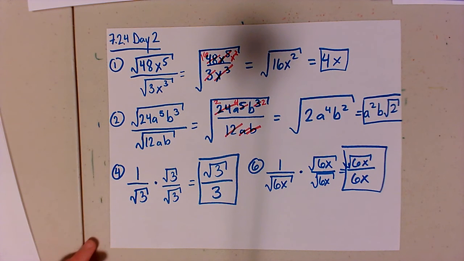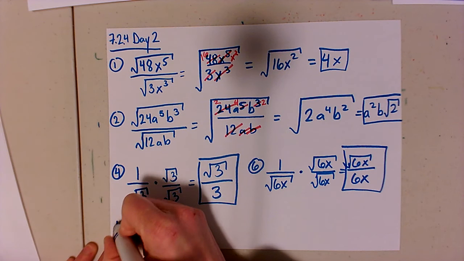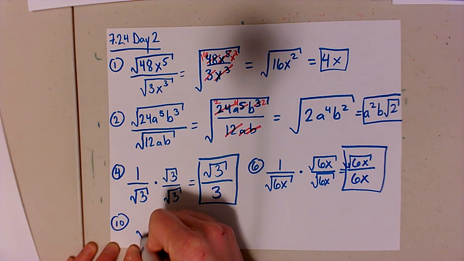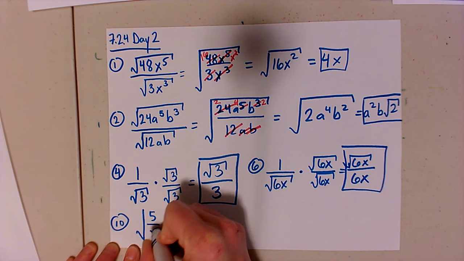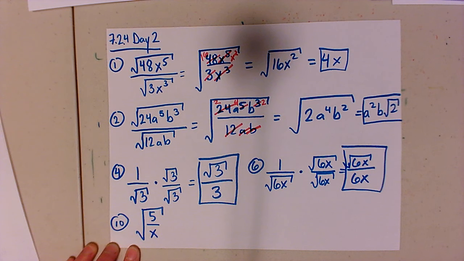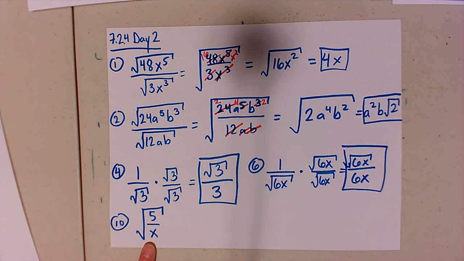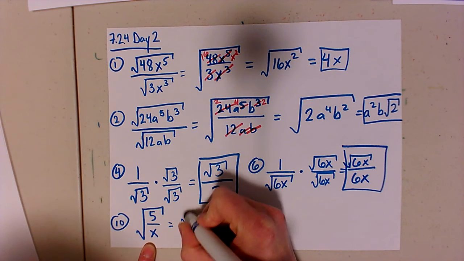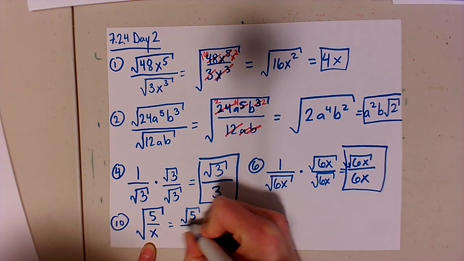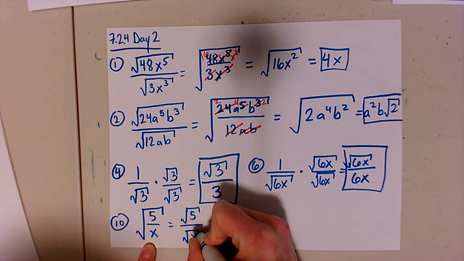Now number 10 is a little different. For number 10, we have the square root of 5 over x. So we can't simplify that fraction any further. This is an example we haven't seen yet. This is an example where we would break that up into 2 separate radicals. So let's rewrite this as root 5 over root x.